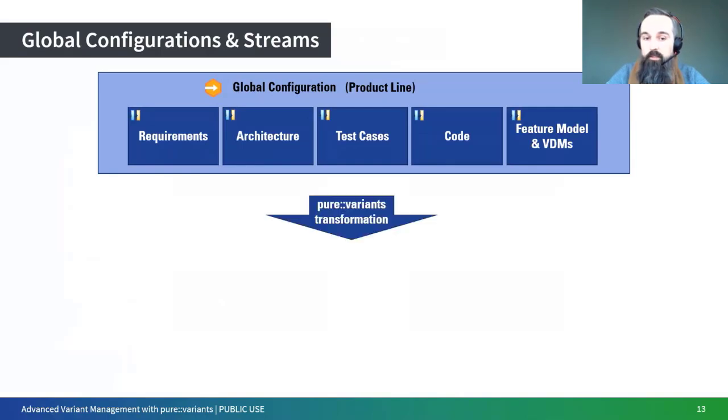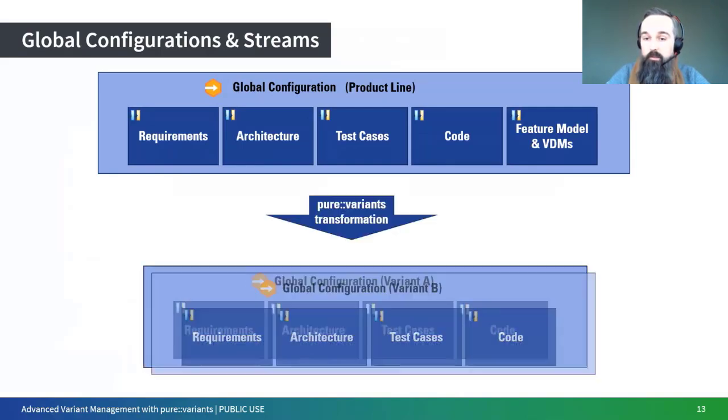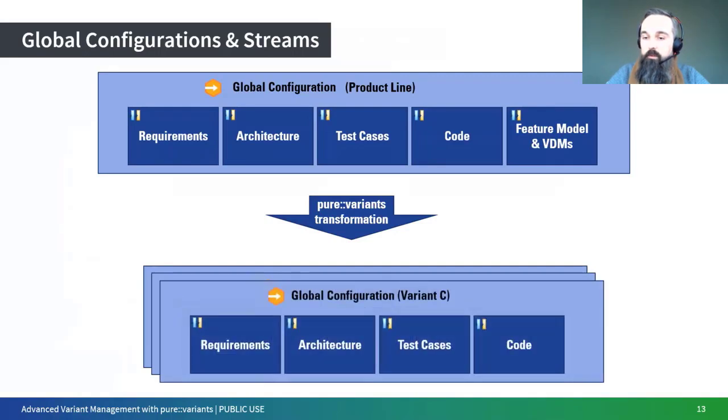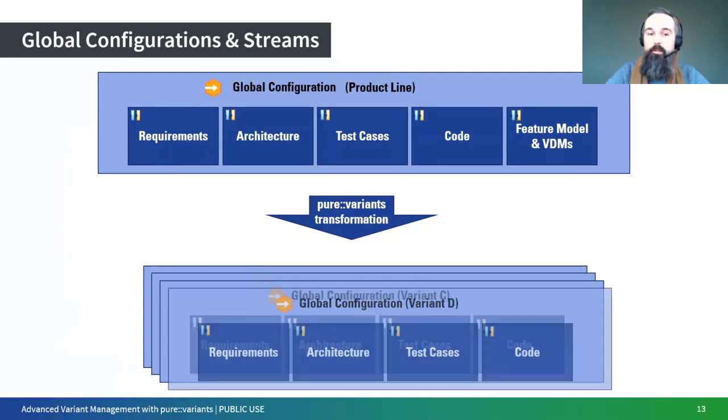On the other hand, Pure Variants can generate variant-specific streams and global configurations out of the global configuration and streams that are holding your domain assets, your reusable assets. This gives you full control over the evolution of your engineering assets across time and across product variants, by this nice interplay of the version control system on the IBM ELM side and of the variant management with feature models on Pure Variants side. With Pure Variants, the content of your variant-specific streams is no longer manually assembled, but automatically generated out of your domain assets. And this is what saves you a lot of time.